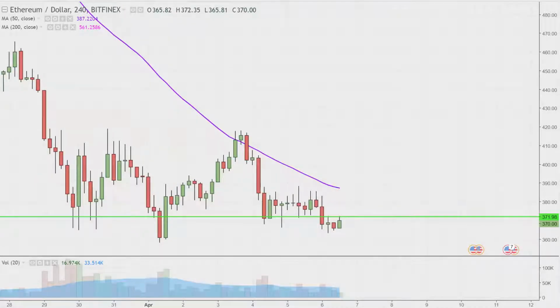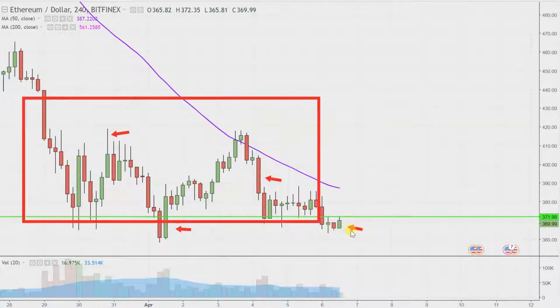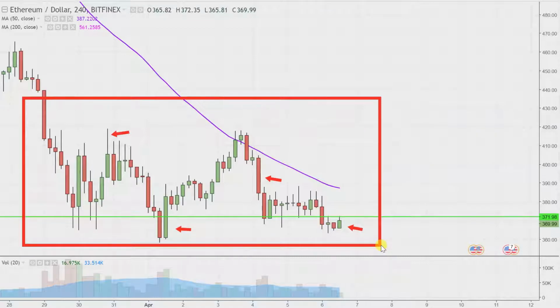Real quick, what do I mean by 4-hour, in case maybe you're new to charts? Instead of each one of these candlesticks representing one day's worth of price action, which is what you would normally see, each one represents 4 hours worth of time. So while this may look like the past couple of months, it's actually just the past couple of weeks broken down into 4-hour time slices. I like to use this time frame.